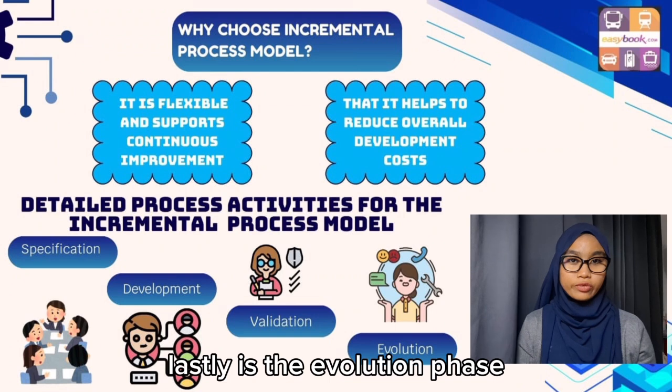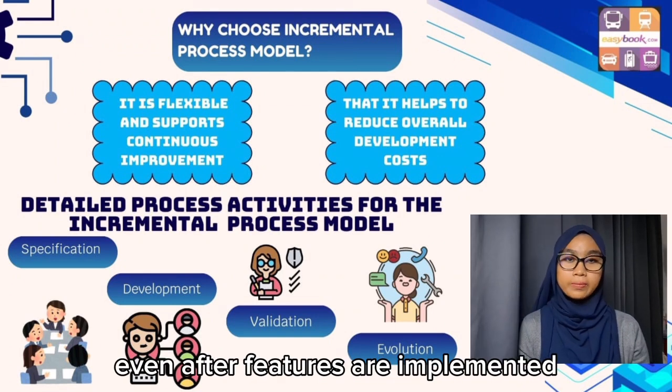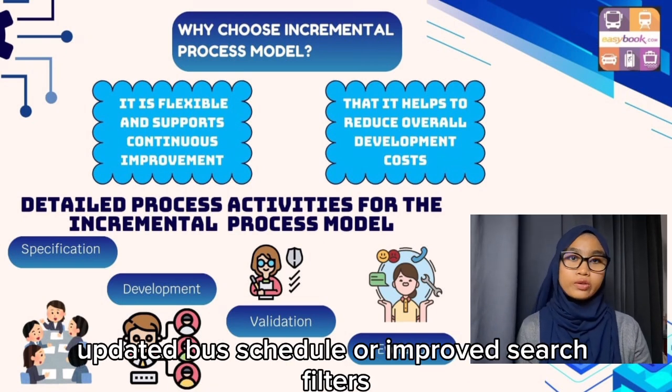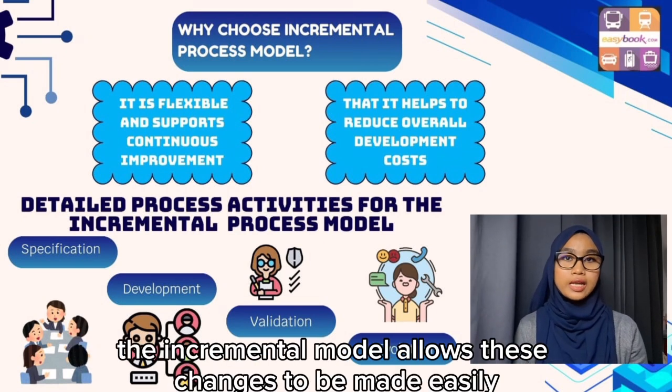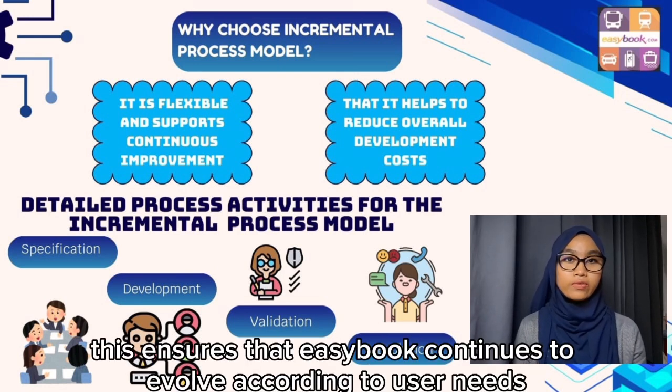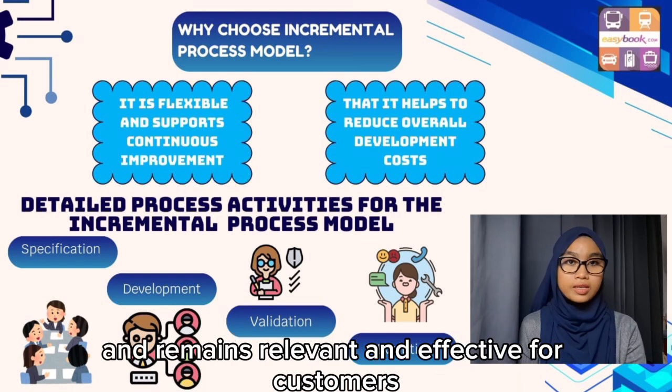Lastly is the evolution phase. Even after features are implemented, user needs may change, such as requesting additional payment options, updated bus schedules, or improved search filters. The incremental model allows these changes to be made easily without disrupting the entire system. This ensures that Easybook continues to evolve according to user needs and remains relevant and effective for customers.